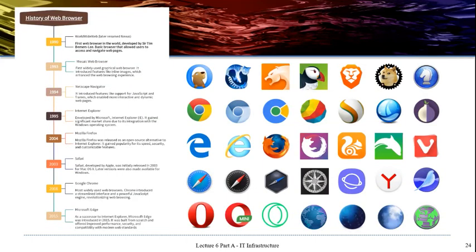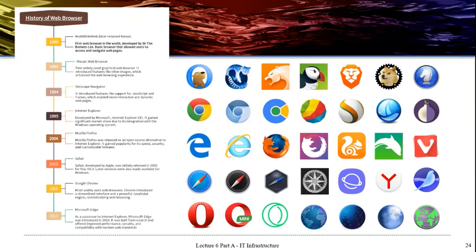So this is the history. In the 1990s, the World Wide Web came, and then the Mosaic web browser came in 1993. Netscape Navigator came in 1994. Now they are all gone, disappeared. Windows didn't have a browser at that time, and Netscape had the market share. Then Windows introduced Internet Explorer in 1995.